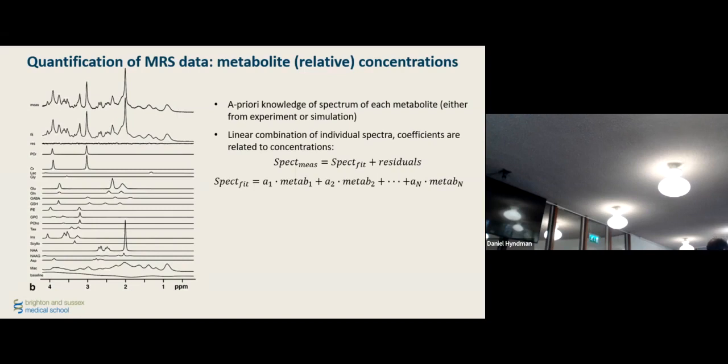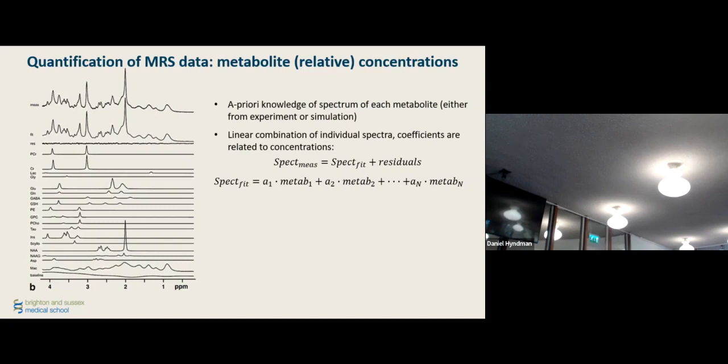You can simulate those spectra to a very, very high degree of accuracy based on first principles. We know the chemical shifts. We know the spin interactions. We know pretty much everything about them so that we can actually simulate the spectra to a very, very high level of accuracy. And these are the simulated spectra that you see here, and we sum them up.